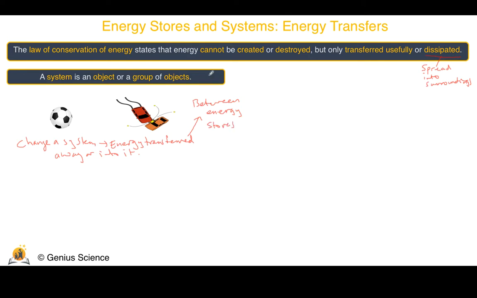Systems are described as being open or closed. Open systems are in direct contact with the surroundings, so energy and matter can escape. A closed system is a system in which energy or matter cannot escape. Therefore, the overall or net energy change is zero.